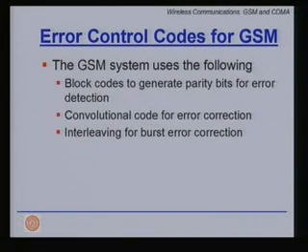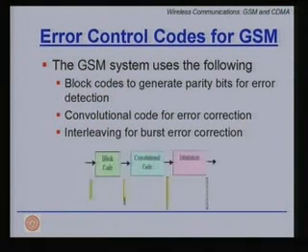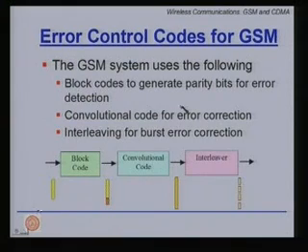Error control codes for GSM. The GSM system uses the following. It uses block codes to generate parity bits for error detection, convolutional codes for error correction, and interleaving for burst error correction. So, you start in a digital domain, you go through a block code, you add a parity, convolutional code lengthens the sequence further, and interleaving reads it into rows and reads out as columns and breaks up the data.